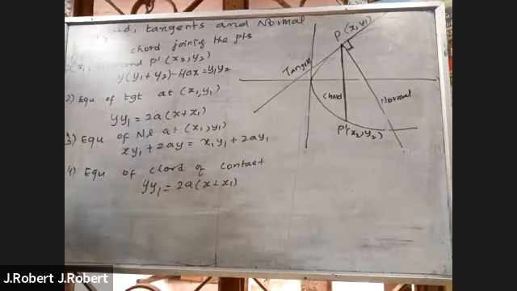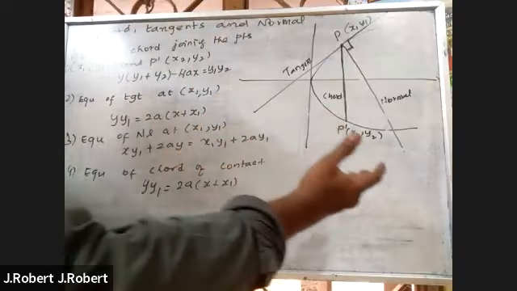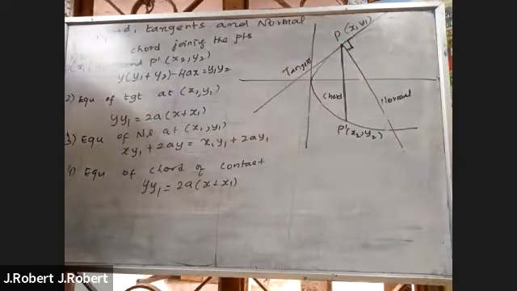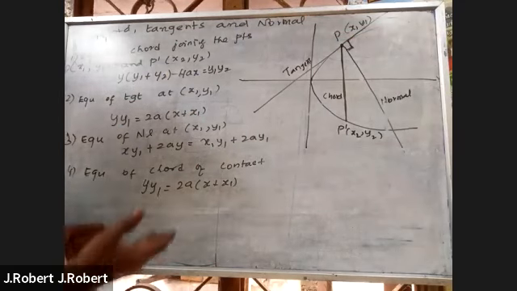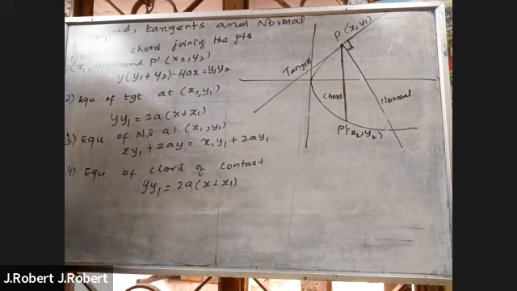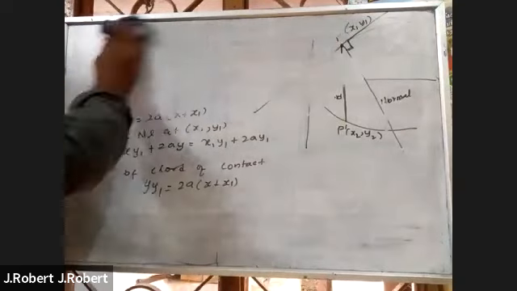Before that, sir, what is a chord of contact? It is just like a tangent, but it is a chord. Any line which passes through the curve is a chord, the line PP dash. The chord of contact is the chord which touches the curve, almost like a tangent. So the same formula is given: y y1 is equal to 2a into x plus x1. It can touch on both sides. So this is called the chord of contact. Next, we will see the slope form.